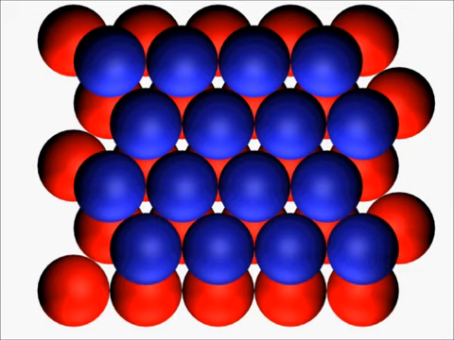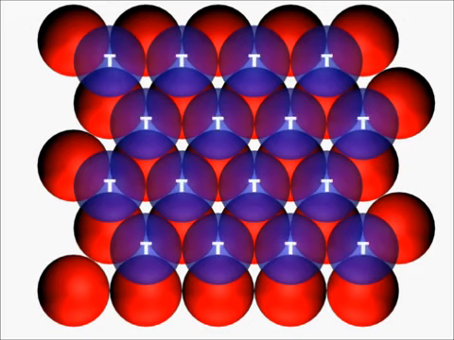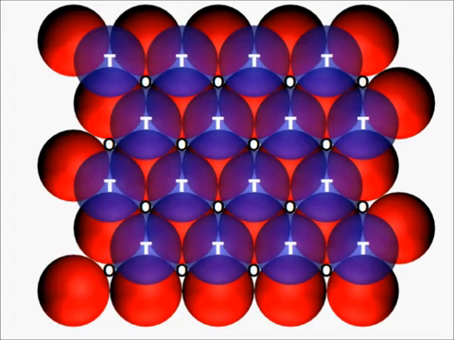In order to overcome this problem, we will make the second layer transparent. Now we can clearly see the two different types of voids created by these two layers. These are called tetrahedral voids, marked by the letter T. And these are called octahedral voids, marked by the letter O.